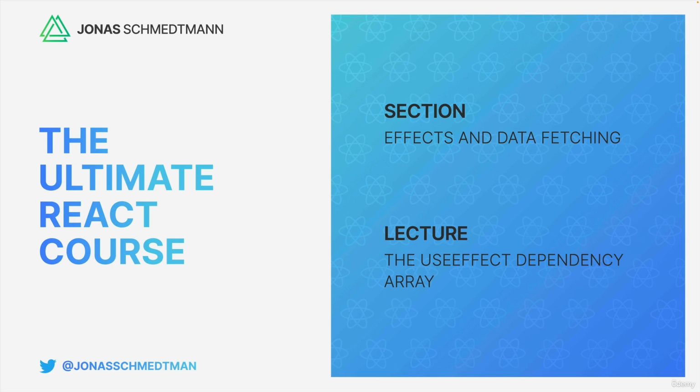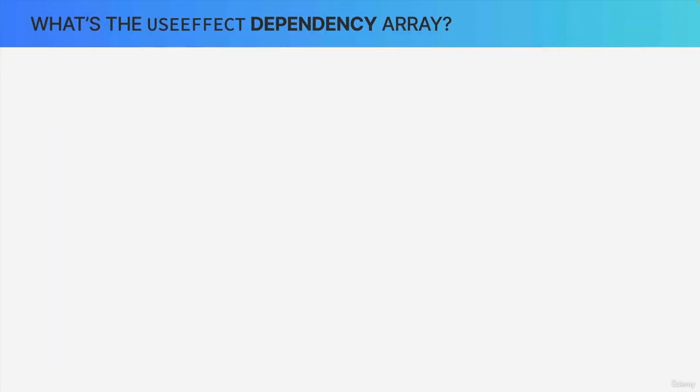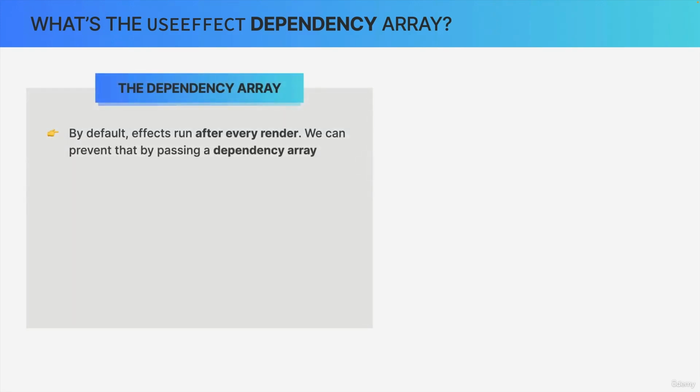So I have mentioned the useEffect dependency array a few times already, but we don't know yet what it actually does and how it works. So let's change that in this lecture. So as we saw at the beginning of this section, by default, an effect will run after each and every render. However, that's almost never what we want. But the good news is that we can change this default behavior by passing a dependency array into the useEffect hook as a second argument.